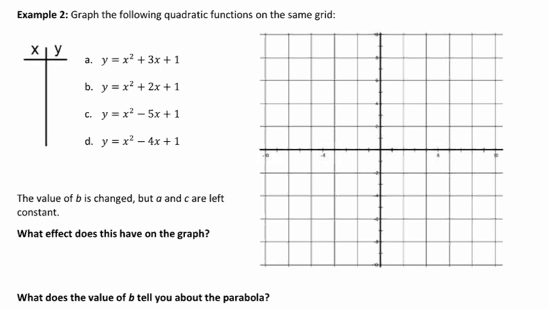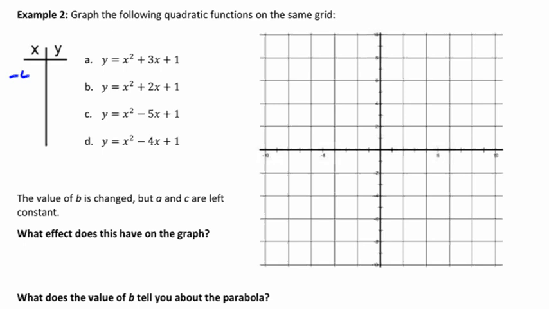7.1, example 2. Graph the following quadratic functions on the same grid again. So again, our table of values are going to be filling in for each quadratic equation to help us plot our points to graph each. So a is y equals x squared plus 3x plus 1. So we're going to start with creating a table of values. Again, points don't ideally matter, but you want to try to pick ones that would make sense.